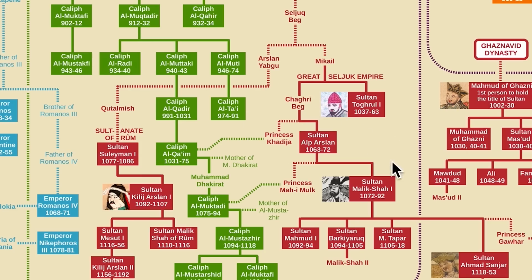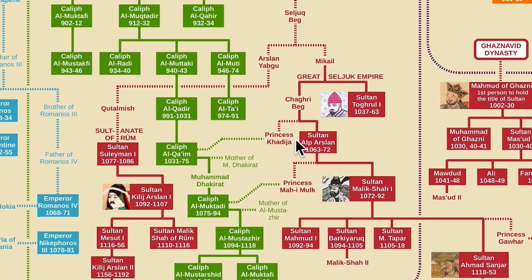Let's look at this side first. During the reign of Malik Shah, the real power behind the throne was a man named Nizam al-Mulk. He had been the vizier, or prime minister, under Alp Arslan and continued in that role under Malik Shah. Nizam al-Mulk was also a scholar and is generally thought to have been an excellent statesman.